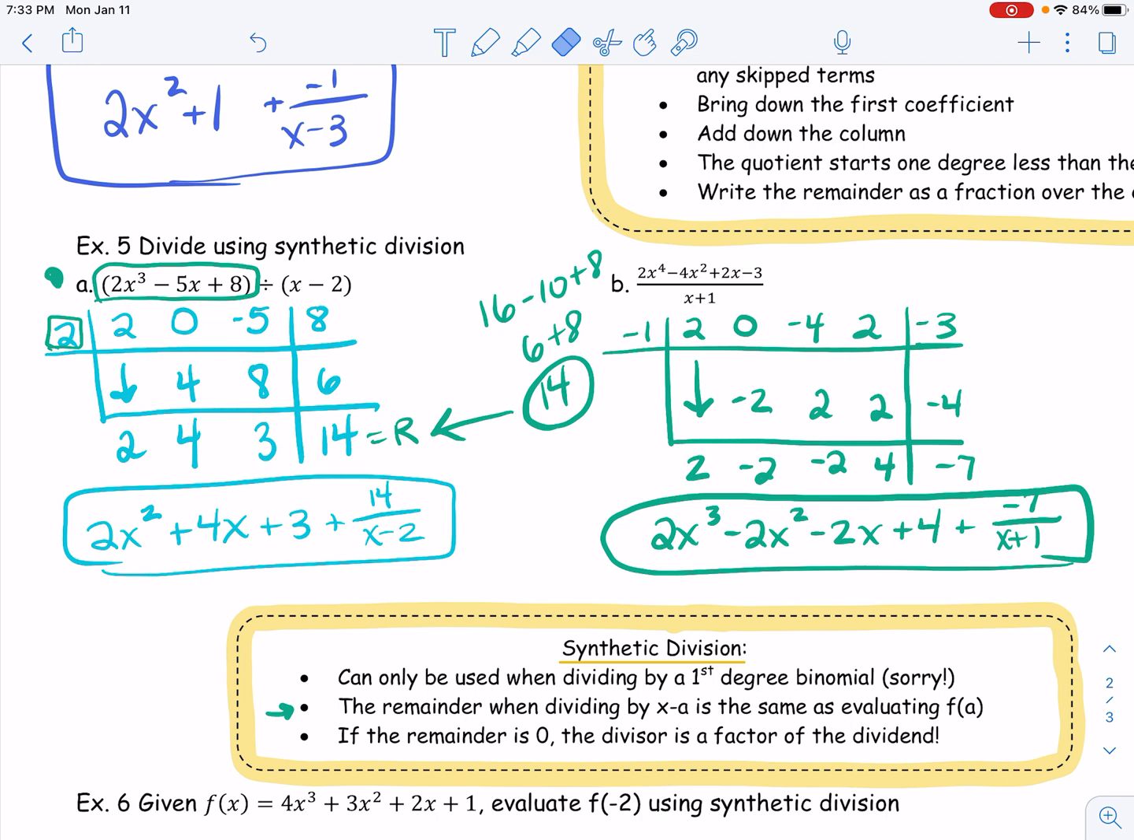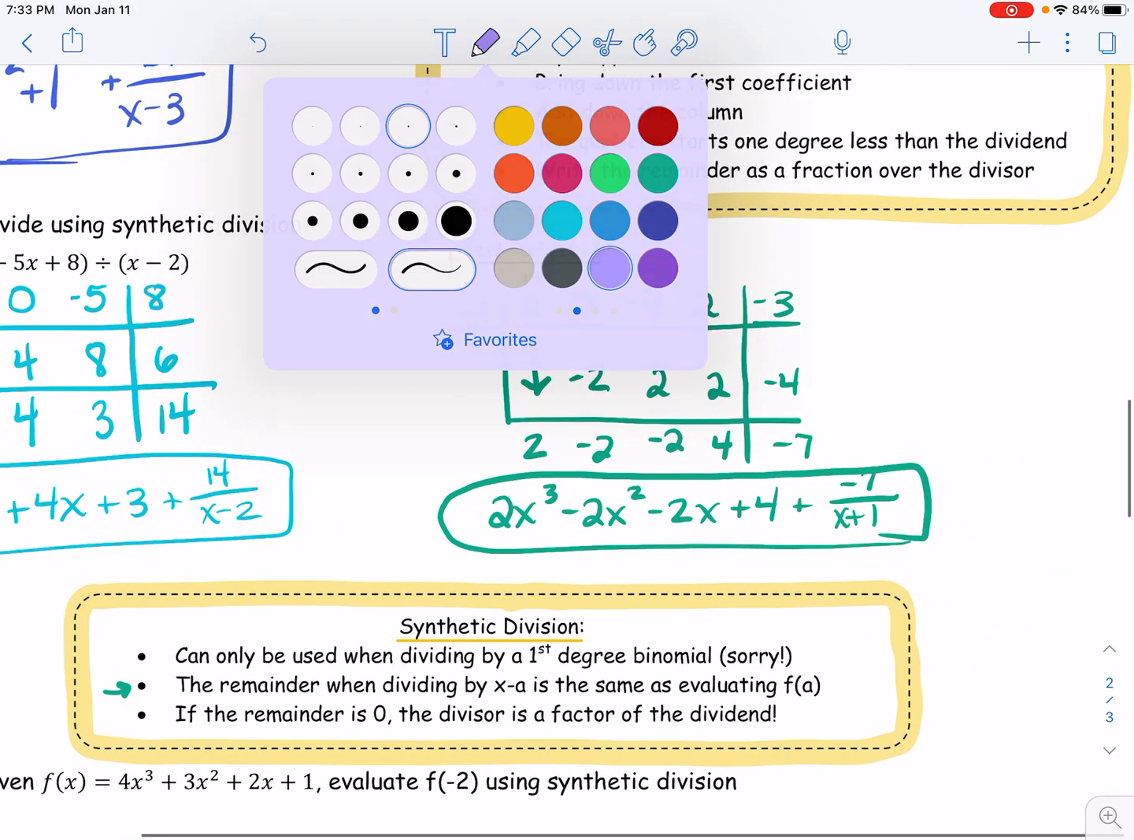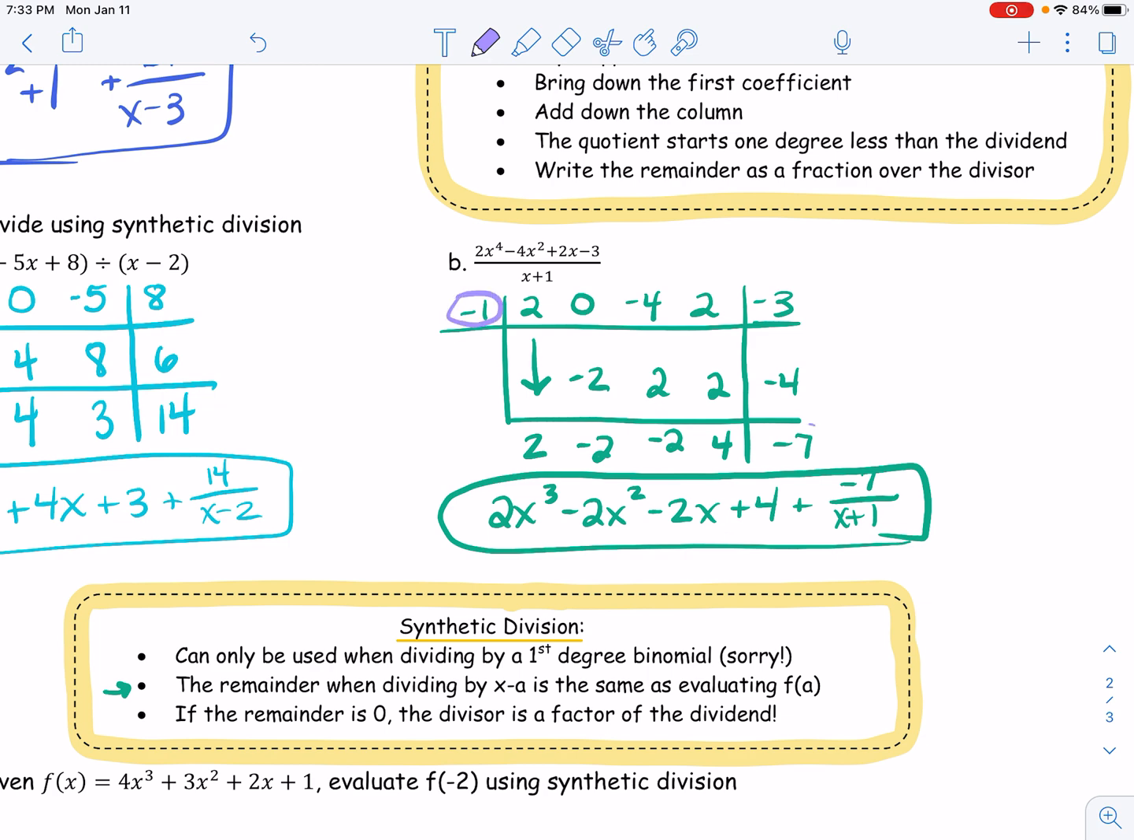Could try it again with, okay, good. Let's try it this time over here. Let's do purple. Here's our a value. Here's our remainder. Evaluate this function at the a value and you should get negative 7. 2 times negative 1 to the 4th power minus 4 times negative 1 squared plus 2 times negative 1 minus 3. Negative 1 to the 4th power is 1. 1 times 2 is 2. Negative 1 squared is 1. 1 times negative 4 is negative 4. 2 times negative 1 is negative 2 minus 3. 2 minus 4 is negative 2, minus 2, minus 3. That's negative 4 minus 3 is negative 7.